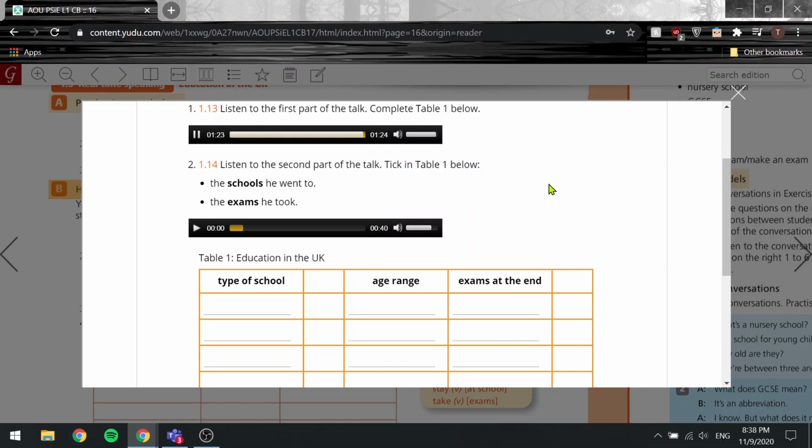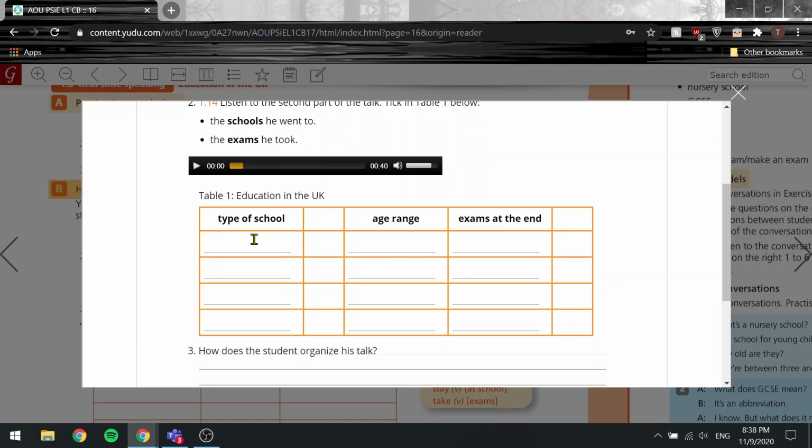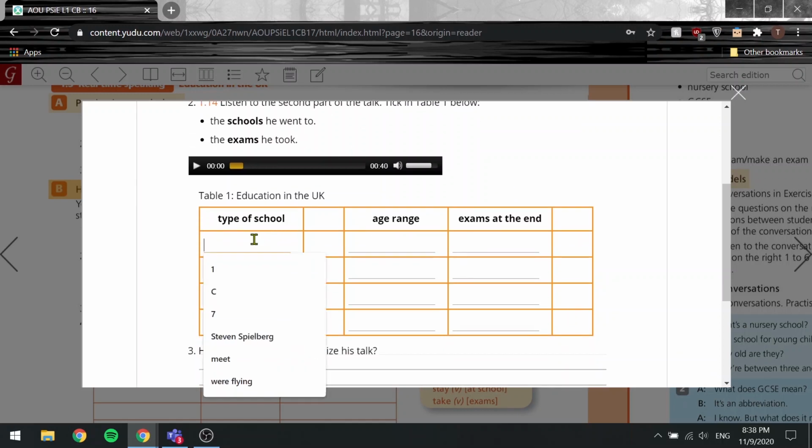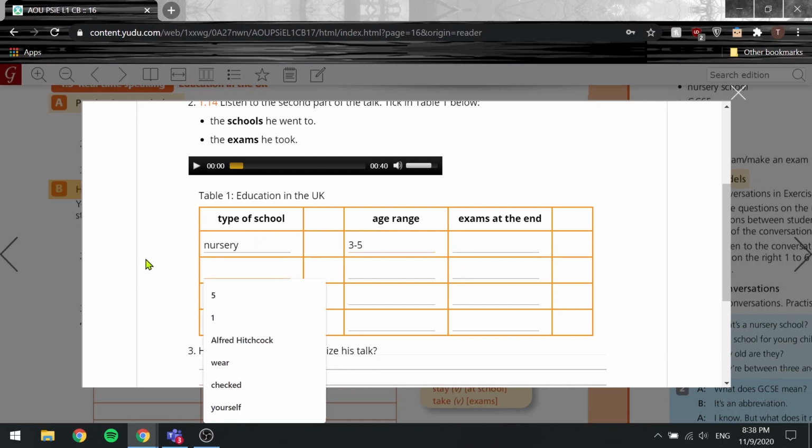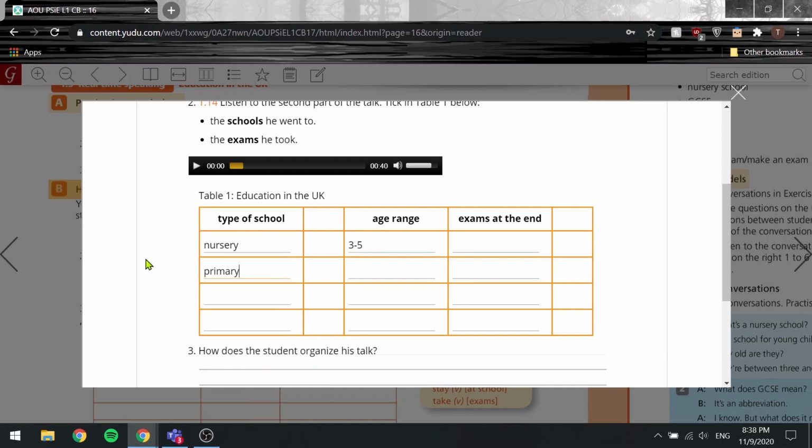Okay, so that was an interesting talk about the education system in the UK or Britain. So let's start with the different types of schools. So first, obviously, you have nursery, and the age range for that was from 3 to 5. Then we have primary after that, so primary school, and the age range for that was from 5 to 11, if I'm not mistaken. Yes, 5 to 11. Okay, and then after that, you have secondary school, and that goes from 11 to 16.